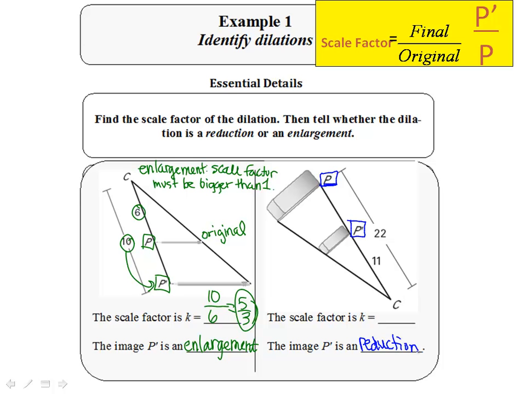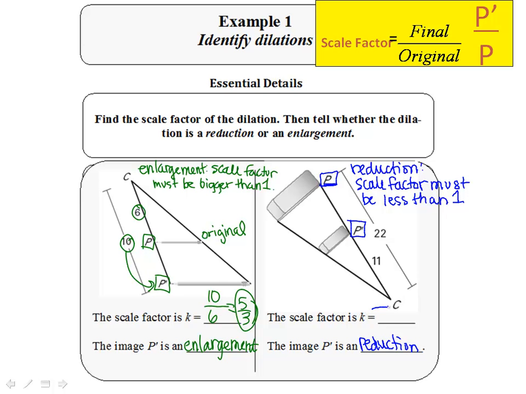I'm going to put a note up here to remind you for a reduction. If you think about it, I'm going to make a number smaller, so you're going to have to multiply it by something less than 1. So your scale factor must be less than 1. Always double check that and make sure it matches up.